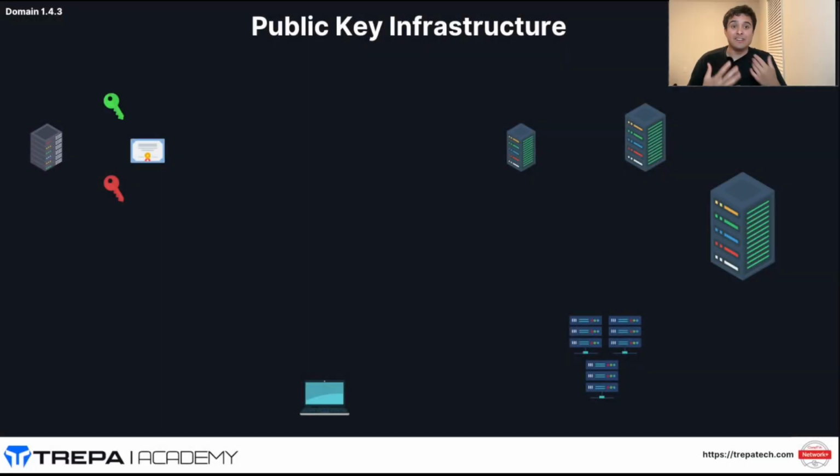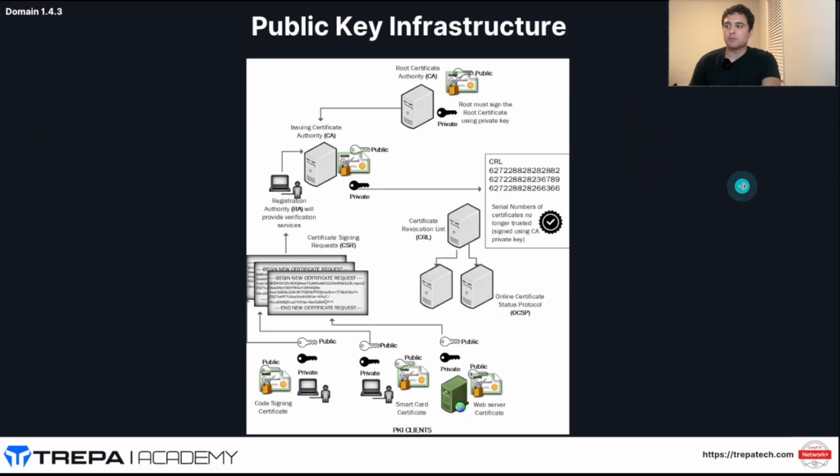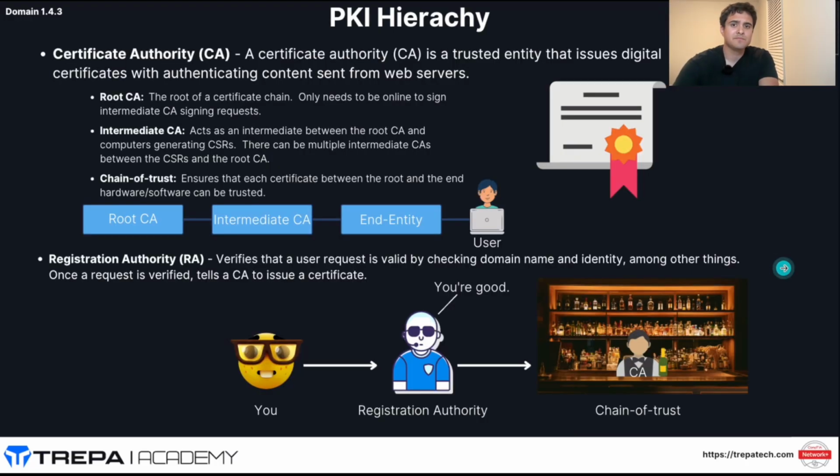So shake it off. I know that was a lot, but that was good. That was the public key infrastructure. And here's another little image I have of it if you want to pause and look at this image instead of my chicken scratch. Okay, now onto the slides just to kind of confirm some of the things we just learned. So PKI hierarchy. So certificate authority is the trusted entity that issues digital certificates with authenticating content sent from the web server.